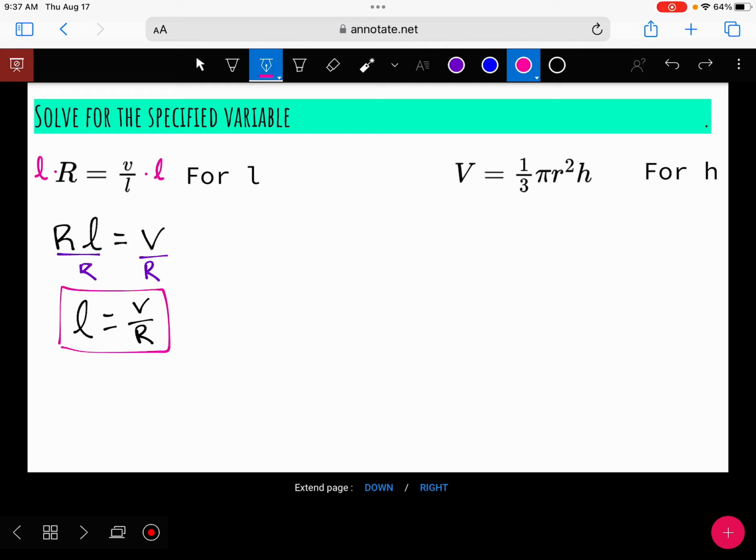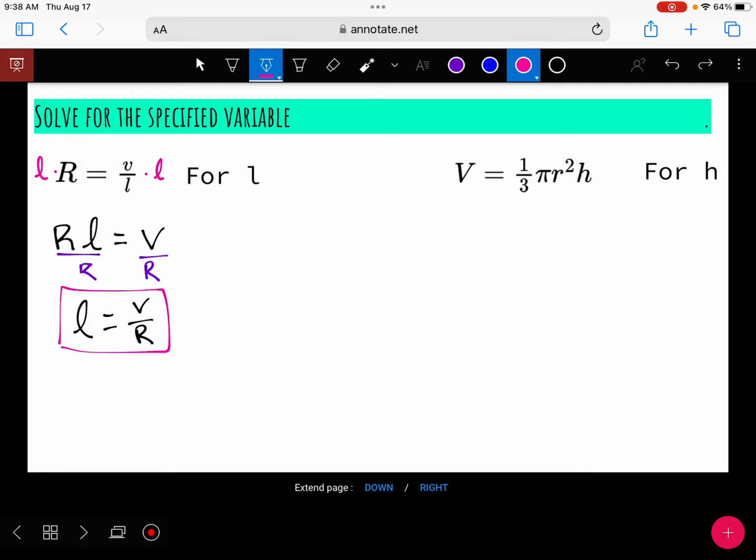Then we have a volume formula over here of a pyramid, I think. Volume of a pyramid. Or cone. It's been a minute since I did geometry though, and I don't remember which one that is. I think it's a cone. But we're asked to solve this for H.